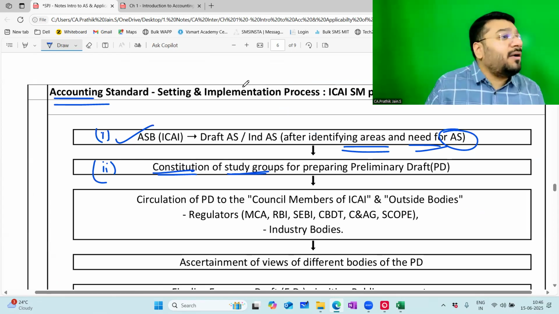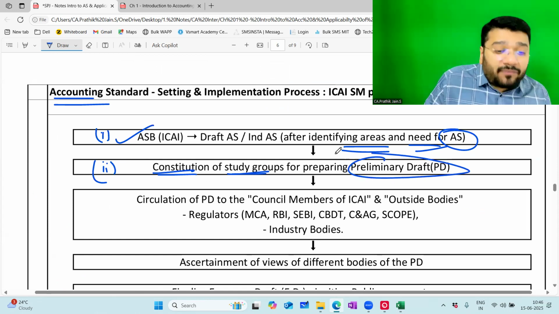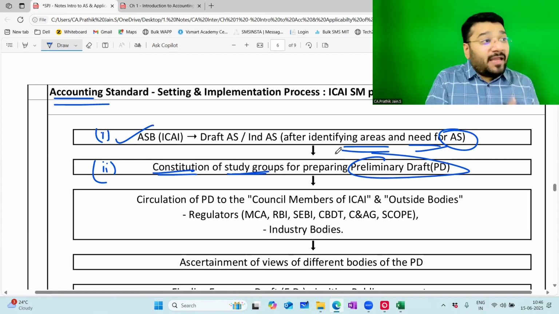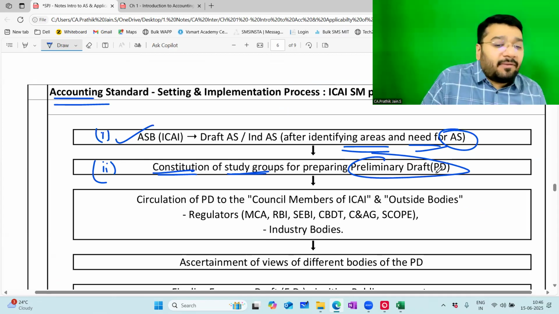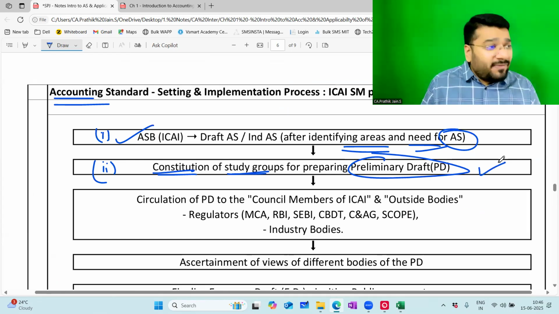Then they'll come out with a draft called the preliminary draft. This preliminary draft is prepared by whom? Study groups. The study group will give the input, and that has been prepared by ASB. So ASB and study groups together develop this draft called the preliminary draft. Can we release it directly?